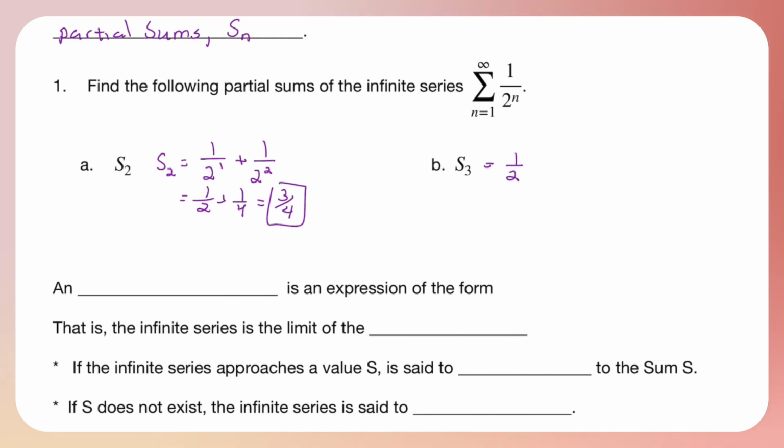So find our s of 3. So I have the 1/2 plus the 1/4. Now I'm going to add a 1/8, which will give me 7/8.